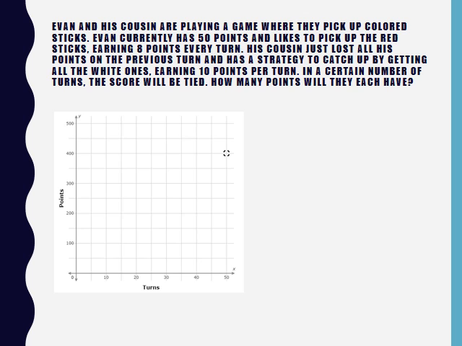So Evan and his cousin are playing a game where they pick up colored sticks. Sounds like a simple game, right? Evan currently has 50 points and likes to pick up the red sticks, earning 8 points every turn. And his cousin just lost all of his points on the previous turn and has a strategy to catch up, getting all the white ones, earning 10 points per turn. In a certain number of turns, the score will be tied. How many points will each of them have?